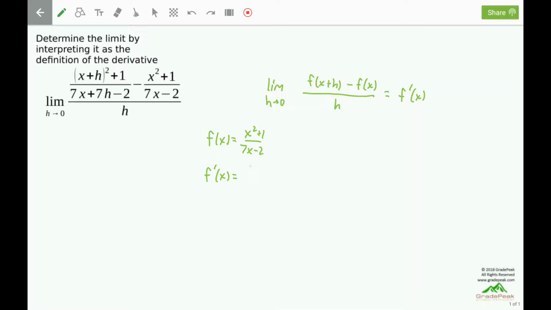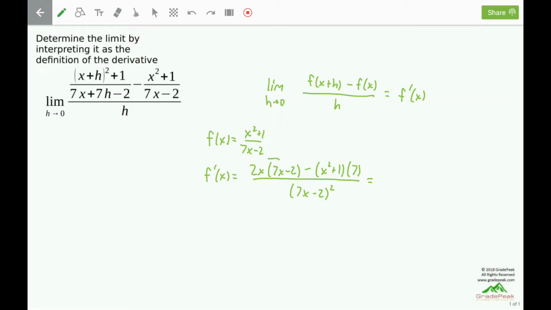The derivative of the numerator will be 2x times the denominator left alone, 7x minus 2, minus the numerator left alone, x squared plus 1, times the derivative of the denominator, which is 7. All of this will be divided by the denominator squared, 7x minus 2 squared. In the numerator, we will want to simplify this.